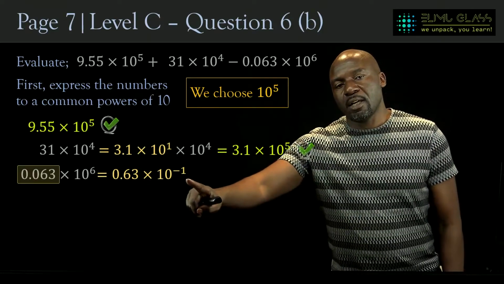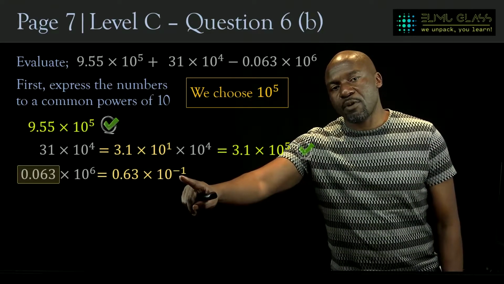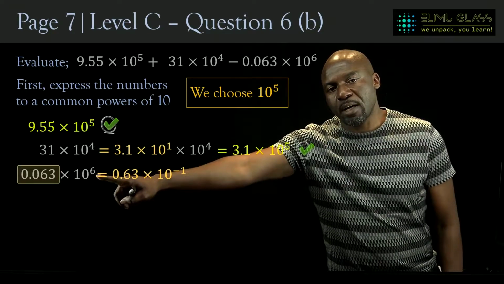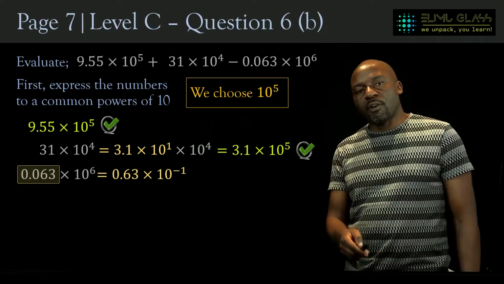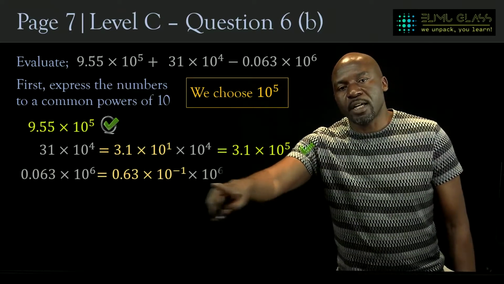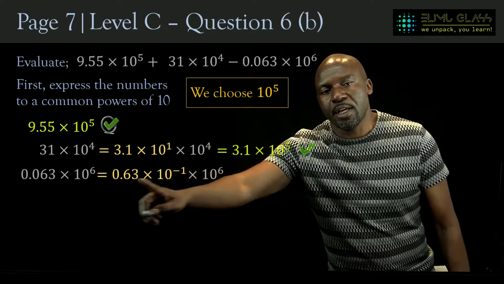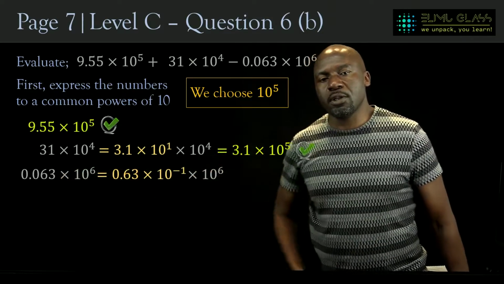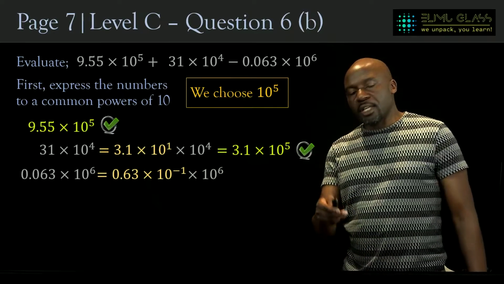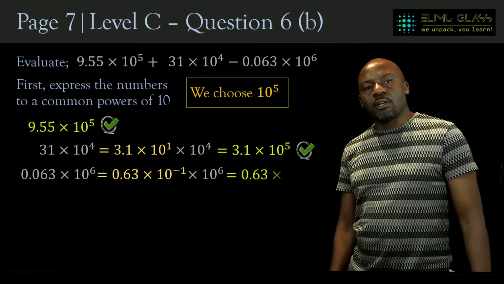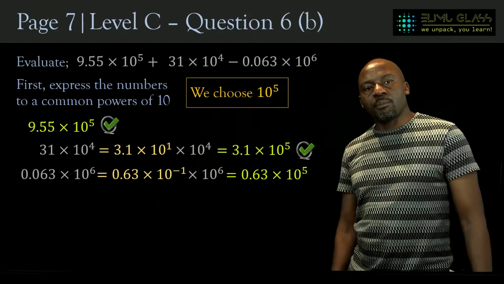I've done it conveniently so that I get a 10 power negative 1, which when I multiply by 10 power 6 will give me 10 power 5. So now I can put my 10 power 6 there. The yellow bit is just the 0.063, and now I multiply by 10 power 6, and you can see we will end up with 0.63 times 10 to the power of 5.